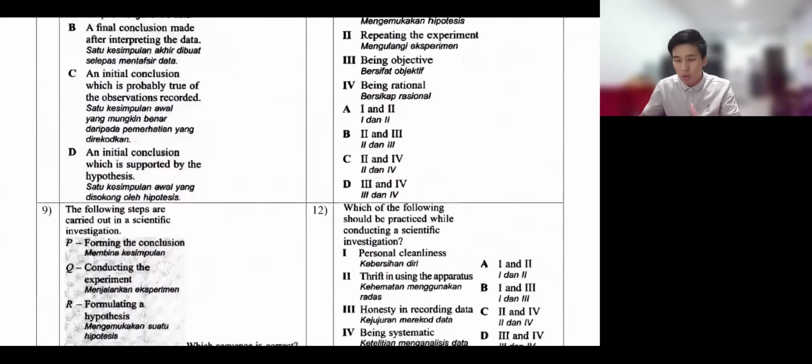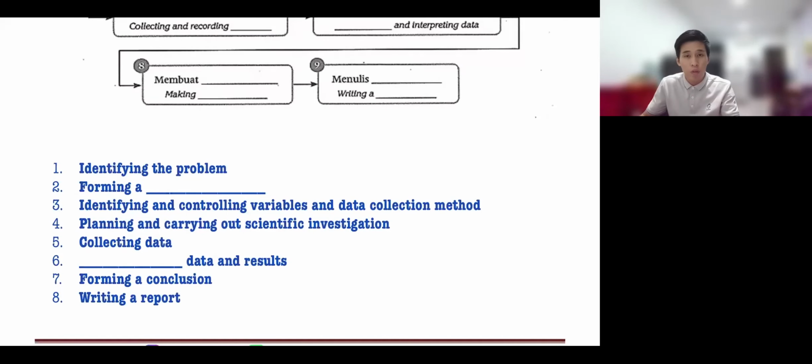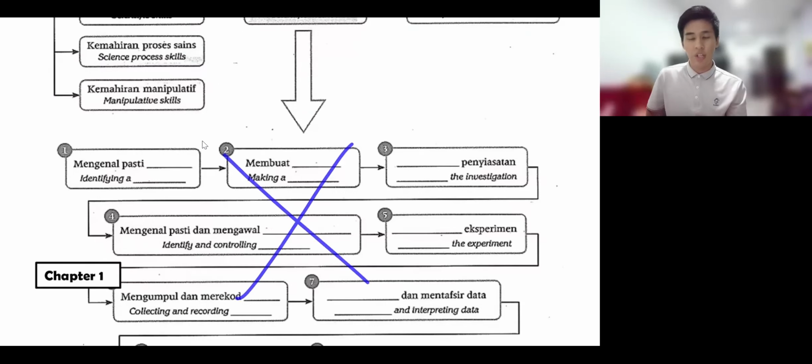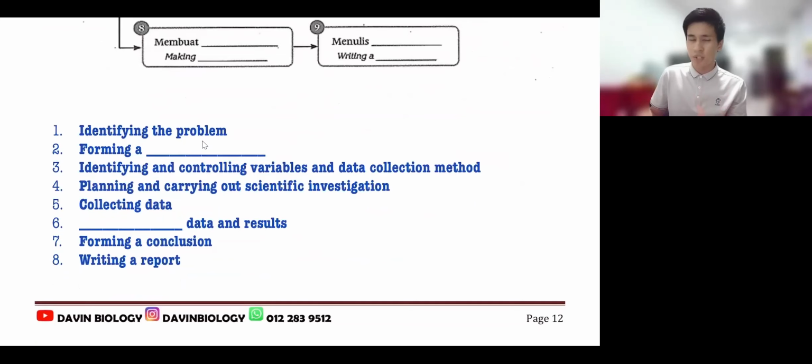All right, now we have one more thing to go through. Page number 12, 1.4. There's something here called scientific investigation, which is something you learn in Form 1, exactly the same. Sorry, this one is wrong already. This is the old syllabus one. The new one, they changed a bit already. So I wrote everything here.